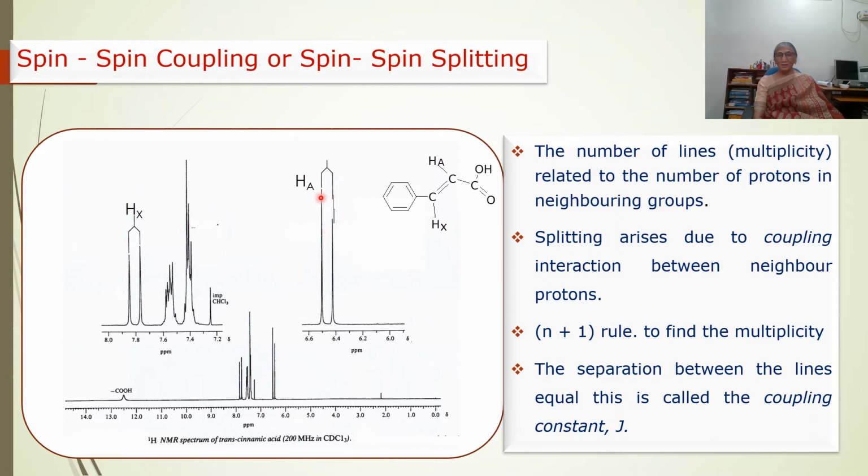And this is the coupling constant J for Ha proton, that is the spacing between the two peaks. Similarly, the spacing between the two peaks in case of the signal of Hx is also the coupling constant J. Observe that the value for the coupling constant J is same for Ha and Hx, and this indicates that the proton Ha is coupling with the proton Hx.